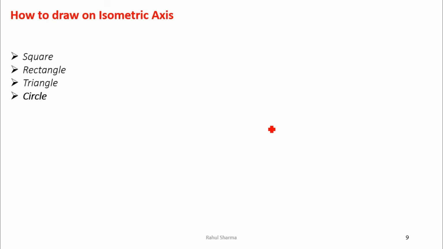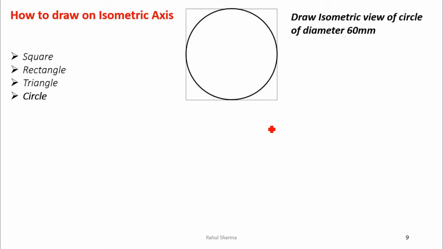Whenever we have to draw a circle, we use a 4 center method. I'll tell you with an example. Let's say we have to draw the isometric view of a circle of diameter 60 mm. Again, a circle is a non-iso object. We cannot make it directly on the isometric axis. It means I have to enclose this in a box as per the box method.